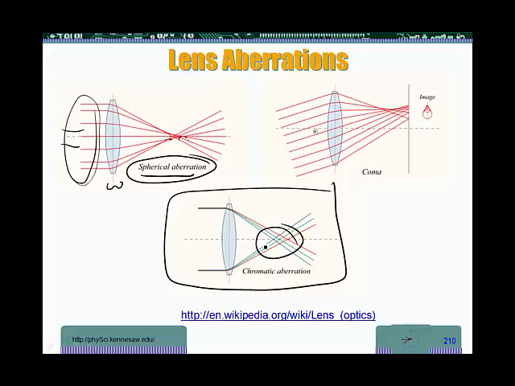Another aberration that can happen is when we shine light off axis on the lens, where we can get images formed off the principal axis. Okay, you notice here they show, because we have different focal lengths here, we actually see several images. This is what we call coma.